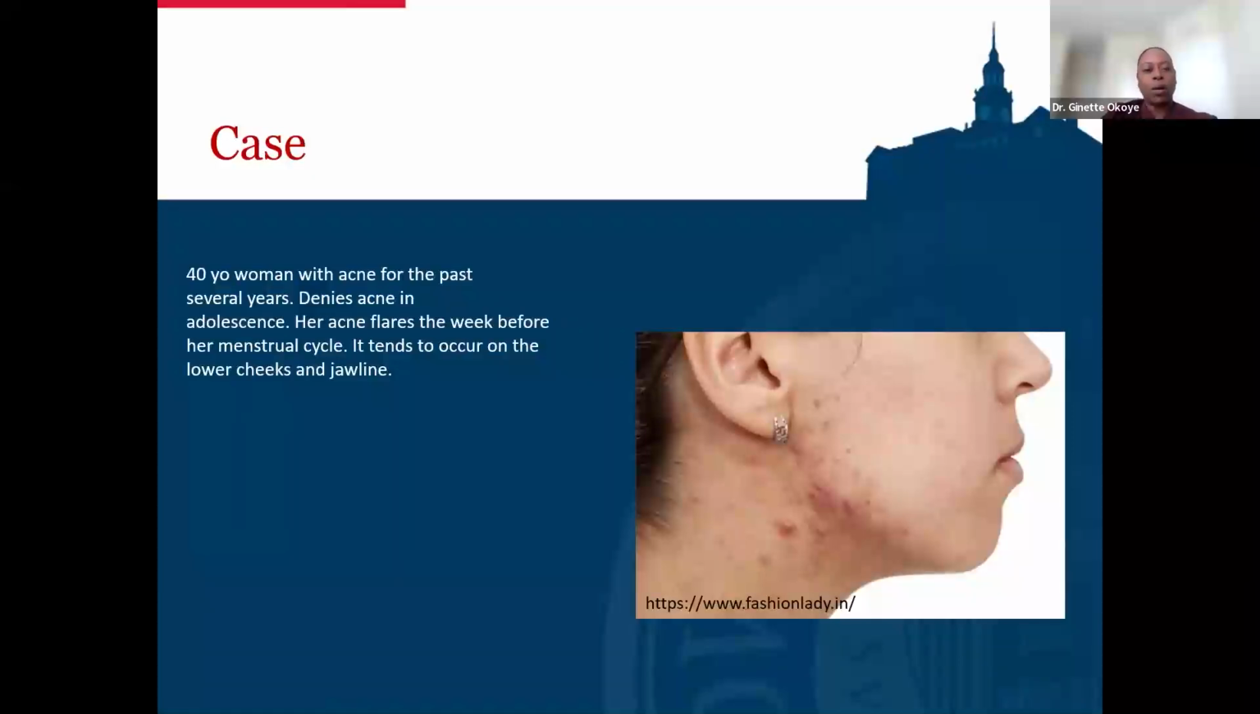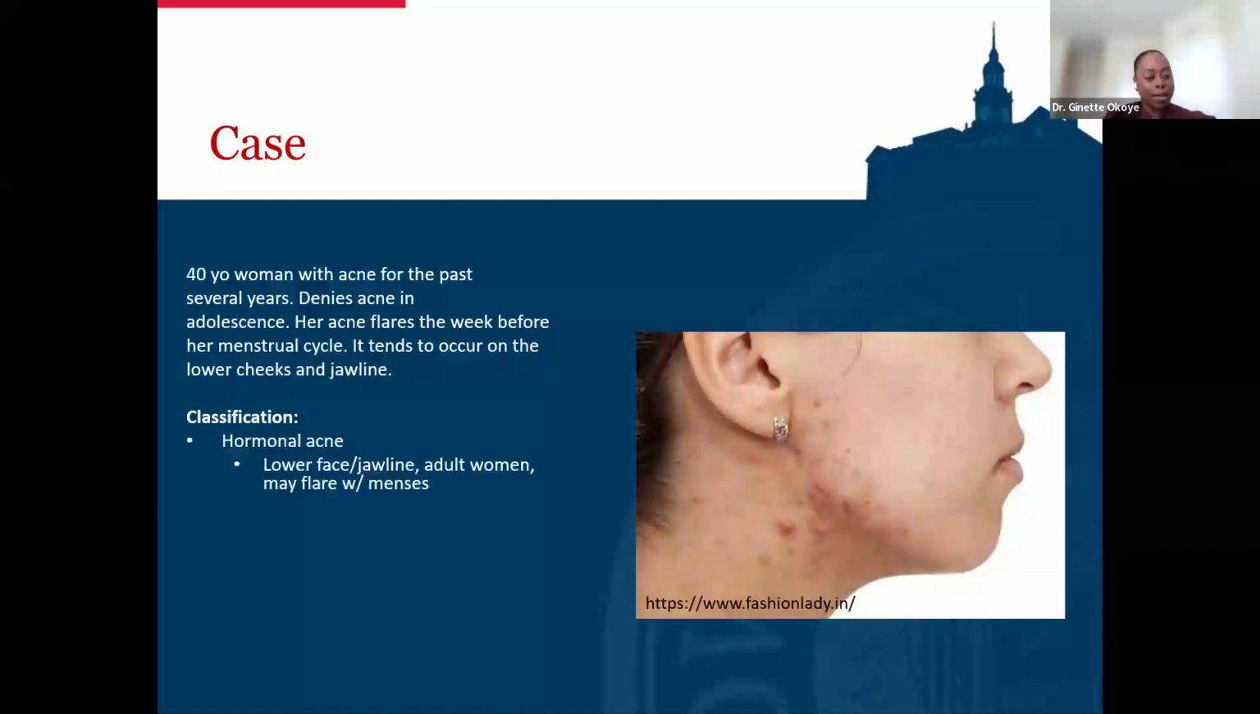Okay, so our next case, this is our final case actually, is a 40-year-old woman with acne for several years. She never had acne before, but the week before her menses, without fail, she develops these painful red bumps on her jawline, on her neck, and sometimes around the mouth. So how would we classify this patient?